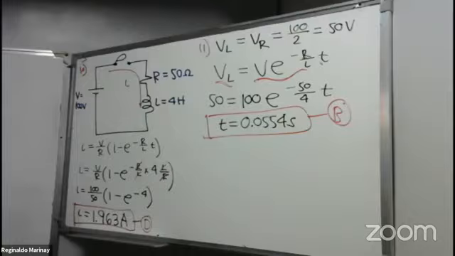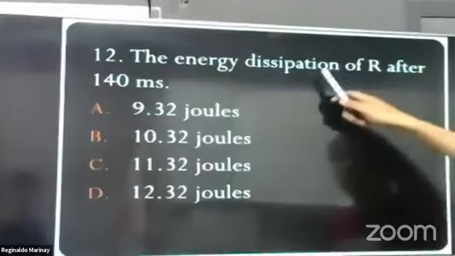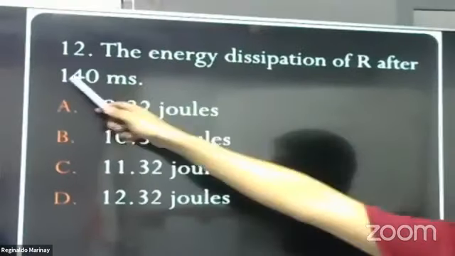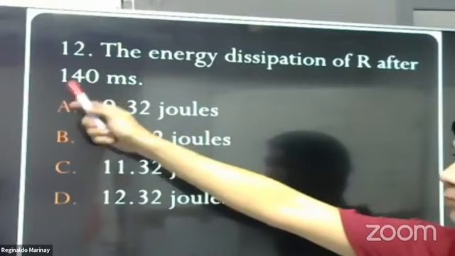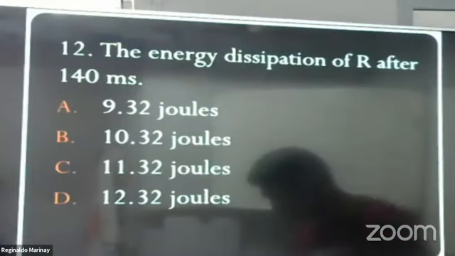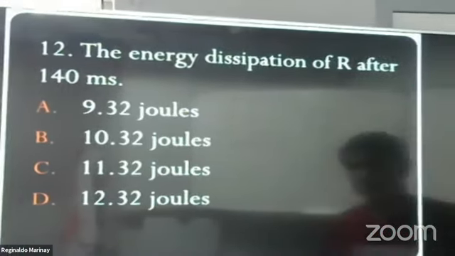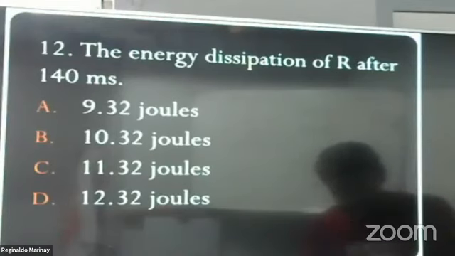Now to number 12. Okay, let's have number 12. The energy dissipation of R after 140 millisecond, or just simply, that is 0.14 second. What is the energy dissipation?